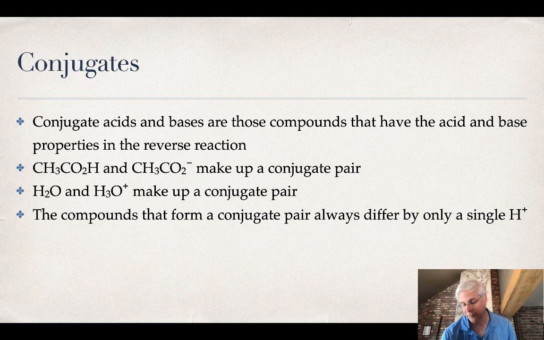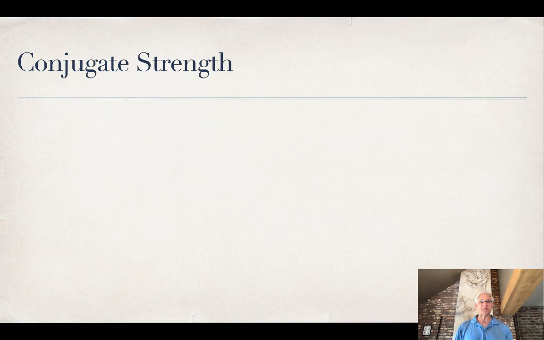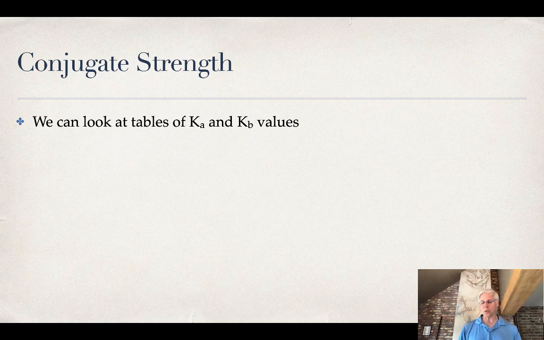So again, we just have to look for a single H plus difference between products and reactants in order to identify a conjugate pair. And those are the pairs that are in equilibrium with each other as H's move from one species to another.